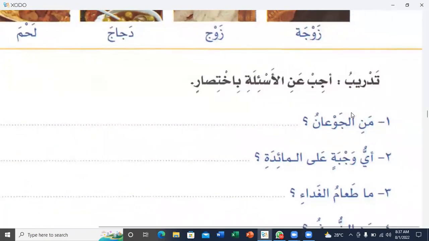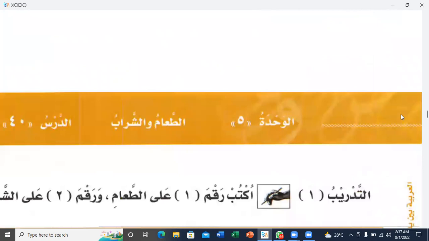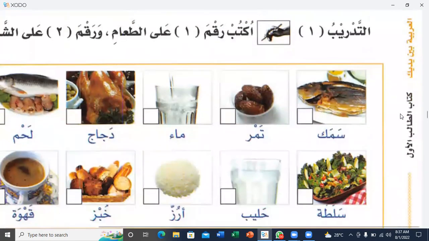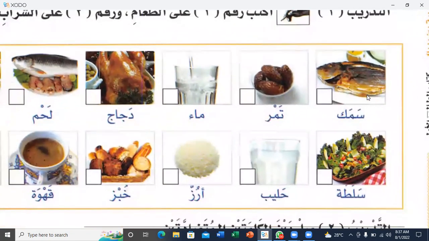Yes, now see this page. In this page, vocabulary of this chapter.